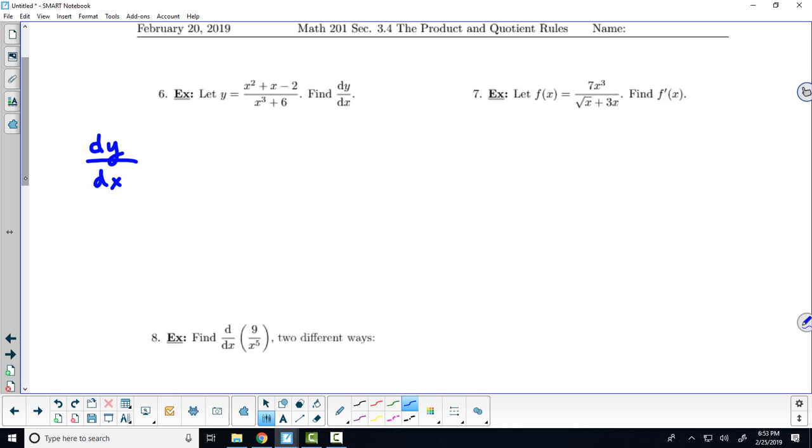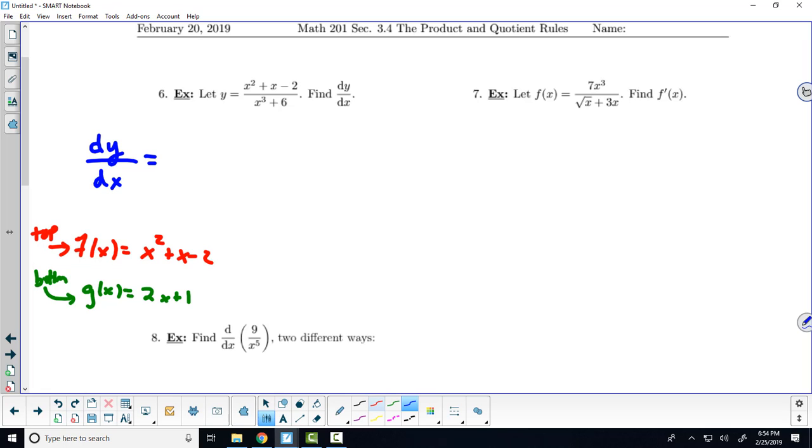Okay. So I'm going to go ahead and call f of x equal to x squared plus x minus 2. Let's call that the top. And then let's call g of x equal to 2x plus 1. Let's call that the bottom. Okay. So how do I take the derivative of a quotient?